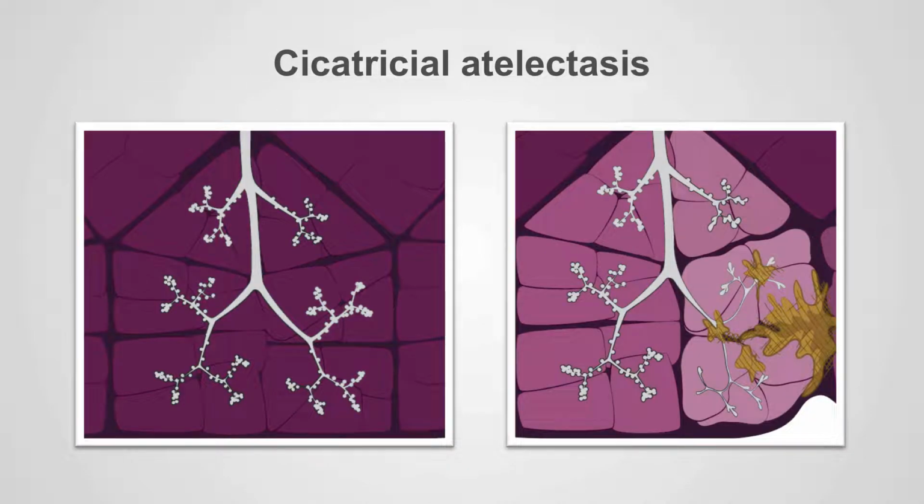Cicatricial atelectasis results from parenchymal scarring. The volume loss can occur because the scarring is either directly obstructing the bronchi or is involving the parenchyma and preventing lung expansion. A common cause of this type of atelectasis is chronic tuberculosis or sarcoidosis.